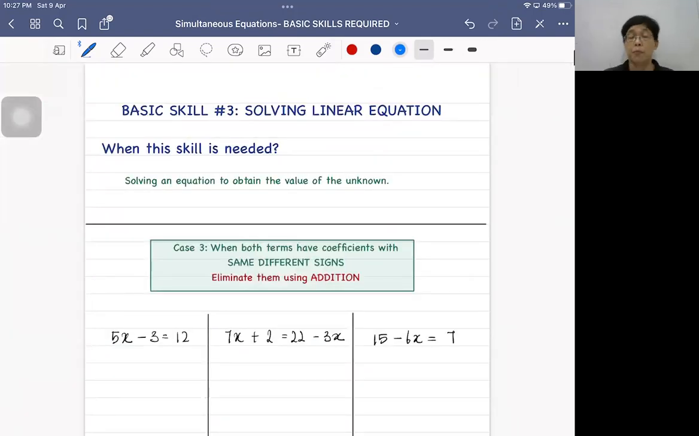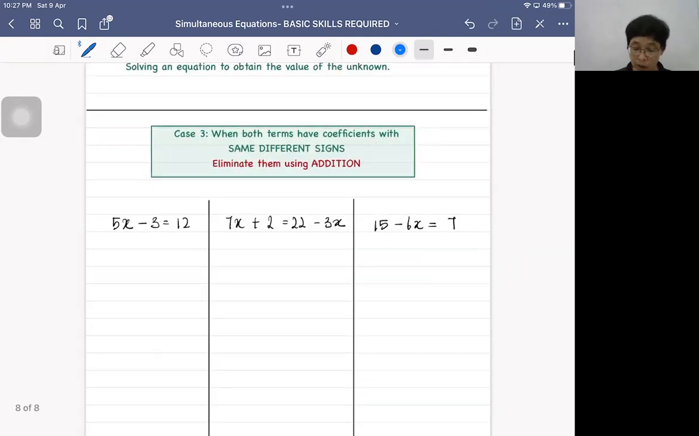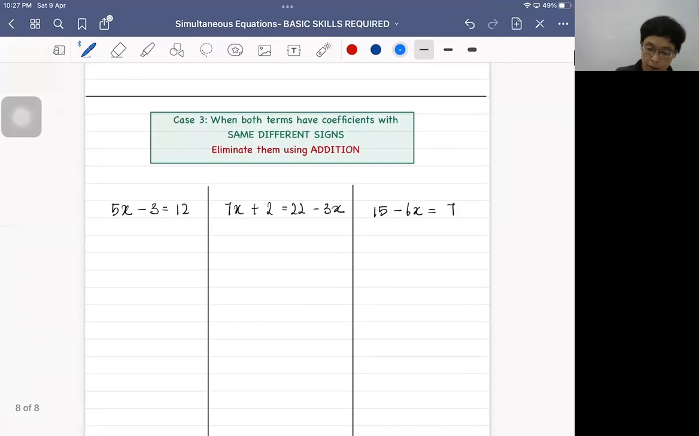Actually, previously we have been doing that also. The third basic skill is solving a linear equation. All right. What is it for? Of course, solving an equation to obtain the value of the unknown. Well, I put there 3 examples for us. Okay. So this is solving linear equation.